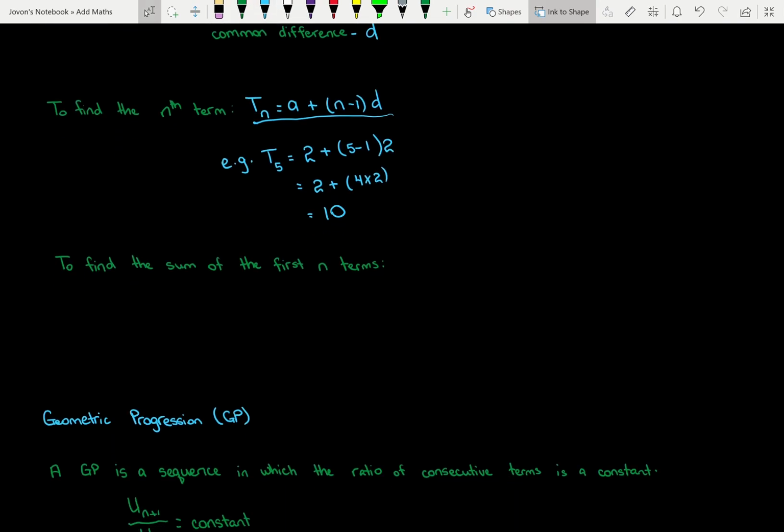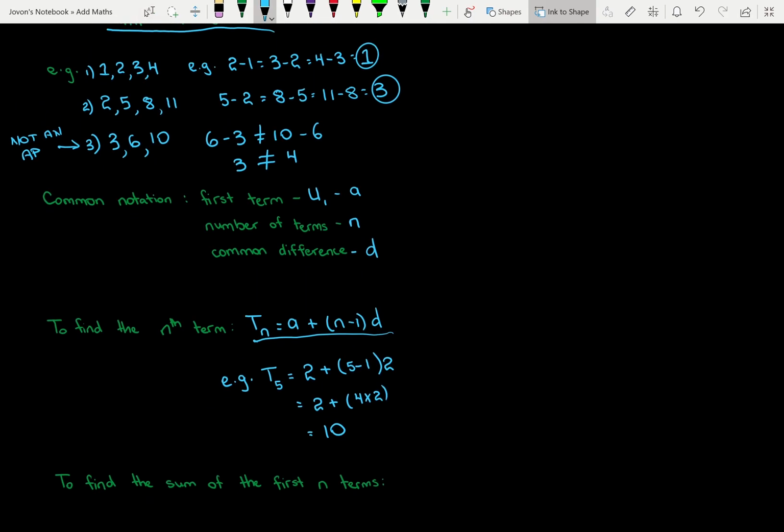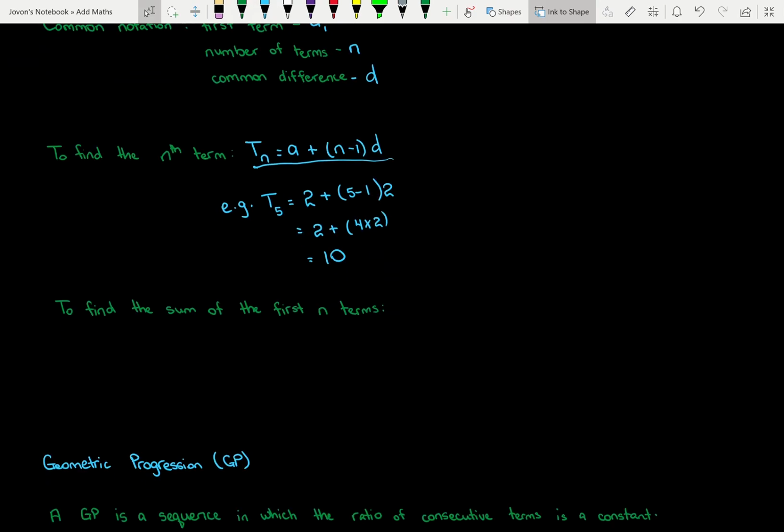Let's say now we want to find the sum of the first 10 terms. So if we go back to example 1, we have the terms 1, 2, 3, 4. Let's say I want to find 1 plus 2 plus 3 plus 4. Or for example 2, I want to find 2 plus 5 plus 8 plus 11. We have a formula for that too. We use the symbol S of n for that, and it refers to the sum of the first n terms. And this is equal to n over 2 multiplied by 2a plus n minus 1 times d.